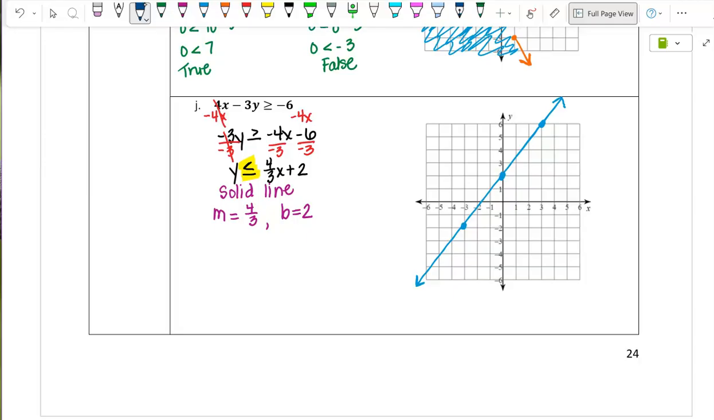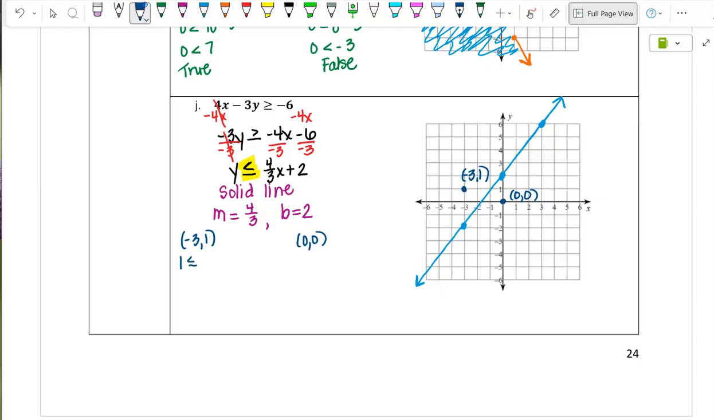So now that I have my line graphed, I need to pick my points. Again, on the right hand side here, 0, 0, my favorite point is available. And then I need a point on the left side. And again, I have a denominator of 3, so I want something in the -3. So I'm going to go this time with -3, 1. So those are the points I need to test, -3, 1, and 0, 0, to see which one gives me a true statement.